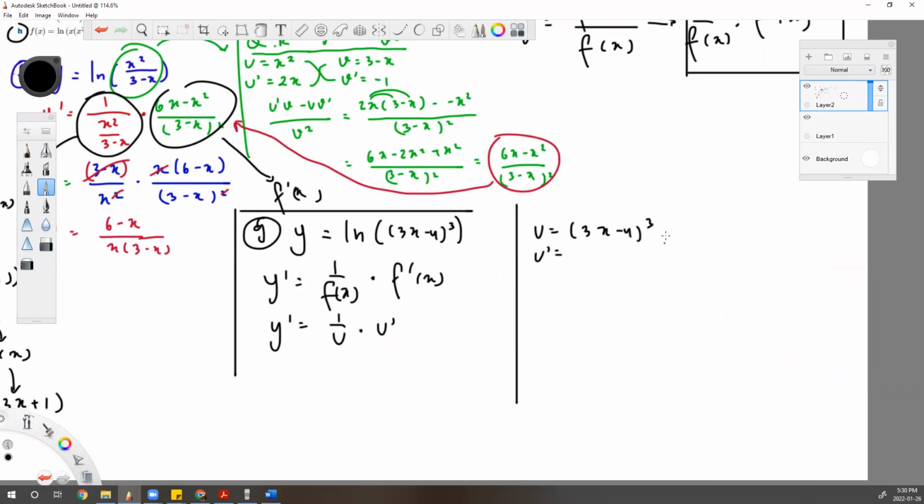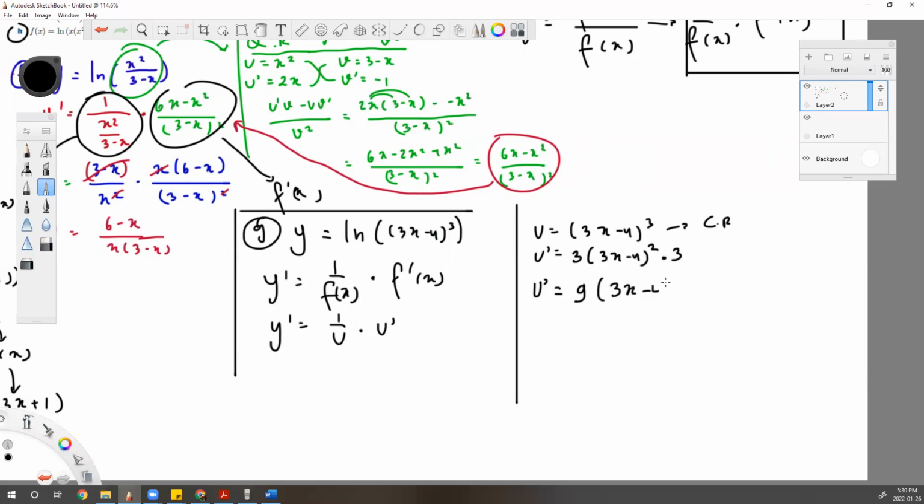So the u prime will use the chain rule, because it is a function that is raised to a power. So 3 times (3x minus 4) to the power 3 minus 1, times the derivative of the inside, times 3. So the u prime is 9 times (3x minus 4) squared.